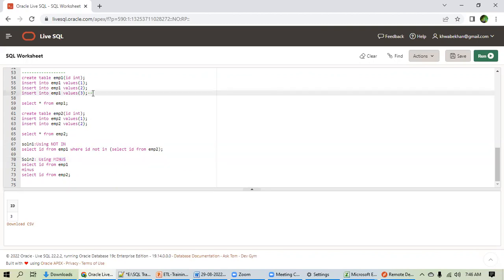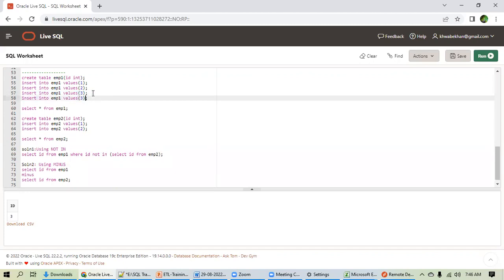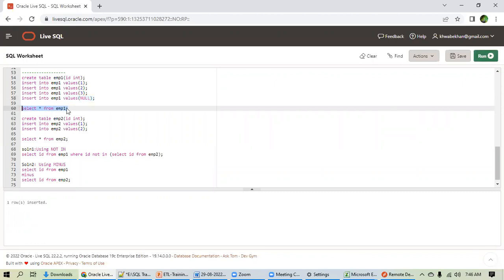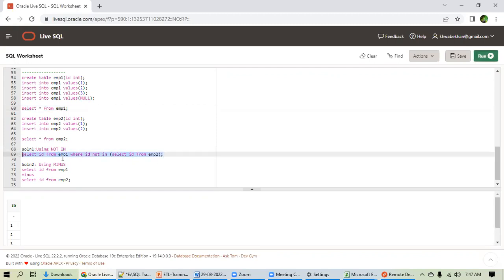Now, suppose in your employee 1 table, I have a null record. Let me show this to you. I have null in employee 1. Now, if I execute this query, what should be the output? Tell me. 3 and null should be right. If you're talking about the normal behavior, ID 3 and null are present in employee 1, but not present in employee 2. So the output should be 3 and null, right?